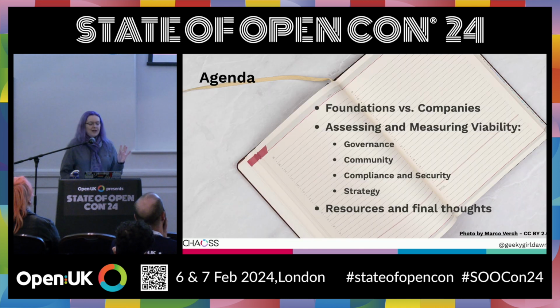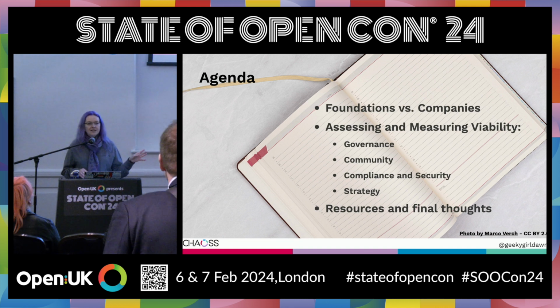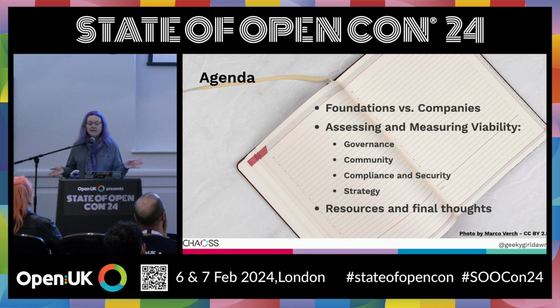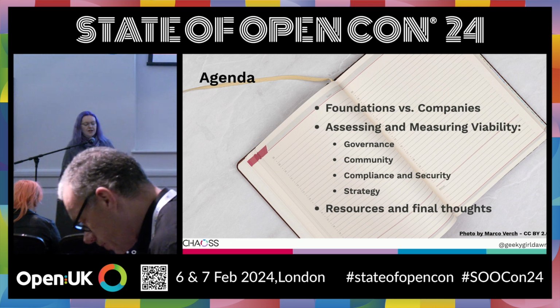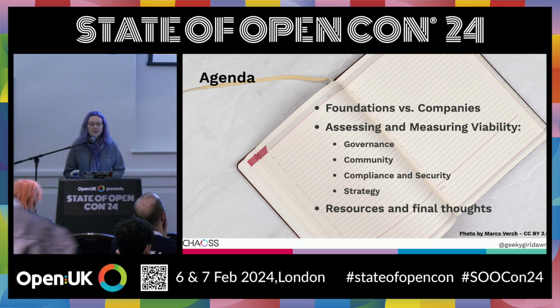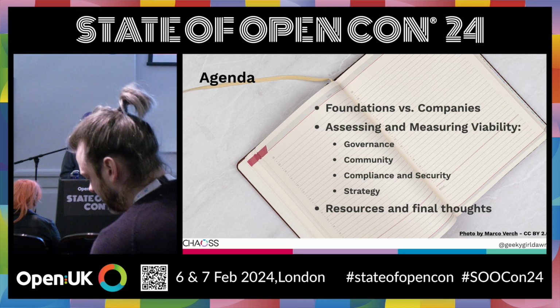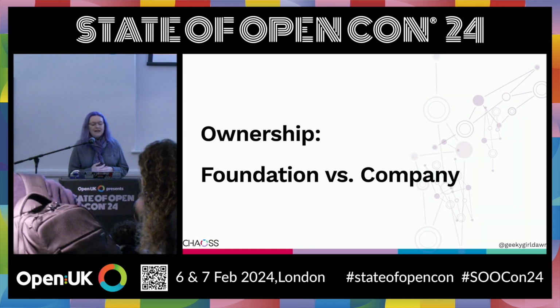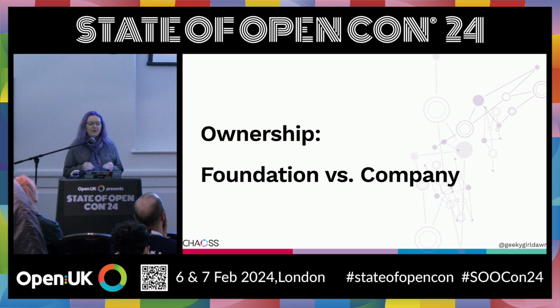This talk will compare projects under neutral foundations versus those controlled by companies, and look at how people leading and contributing to the project can influence viability. I'll talk about some details about how to assess viability across 4 broad areas: governance, compliance and security, strategy, and community, which all impact the stability and overall viability of a project. And throughout these areas, I'll talk about techniques for measurement and some collections of metrics that can be used in your evaluations.